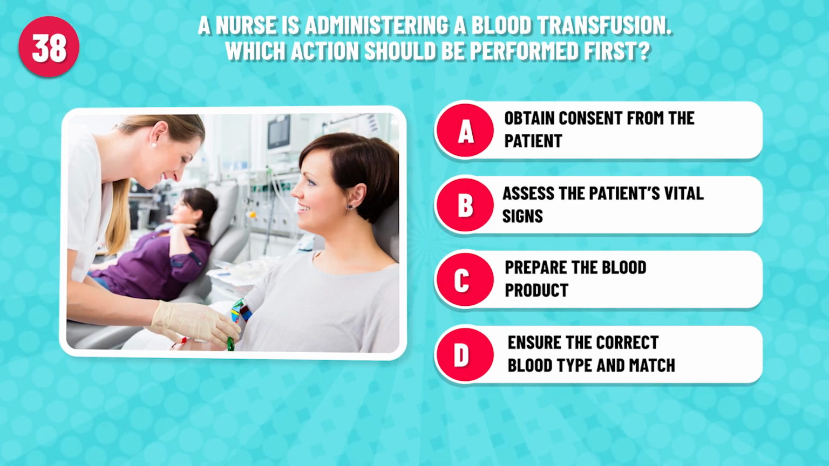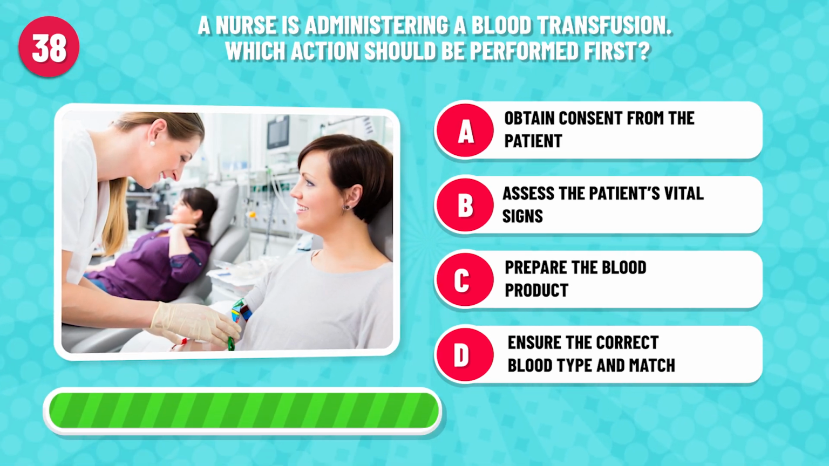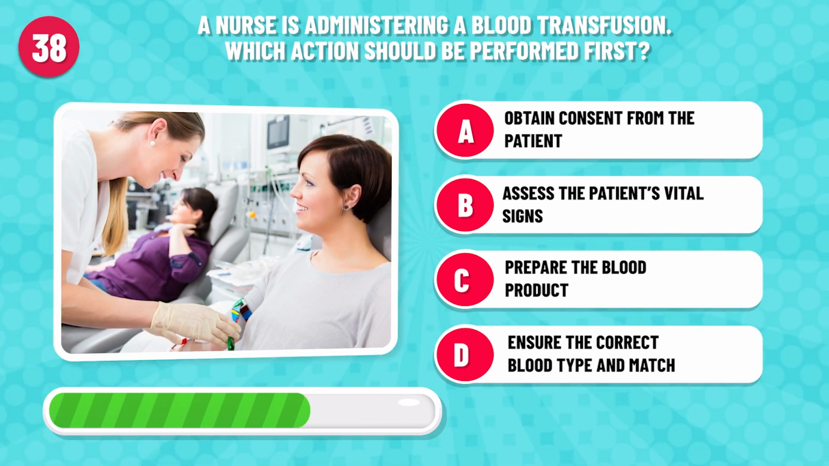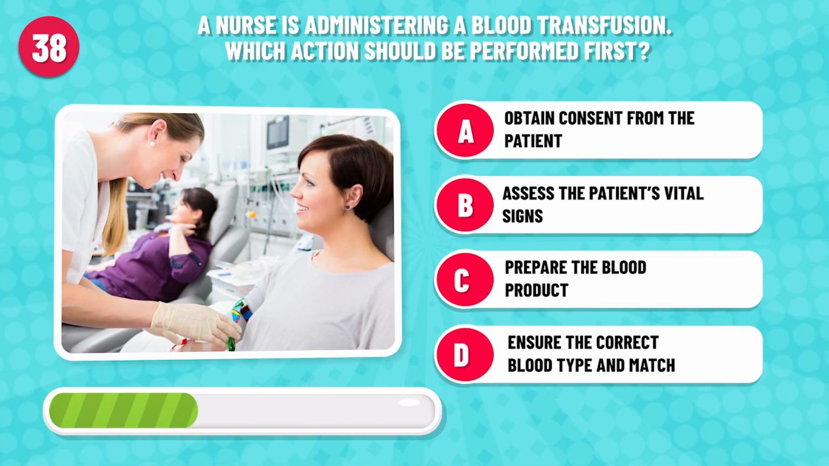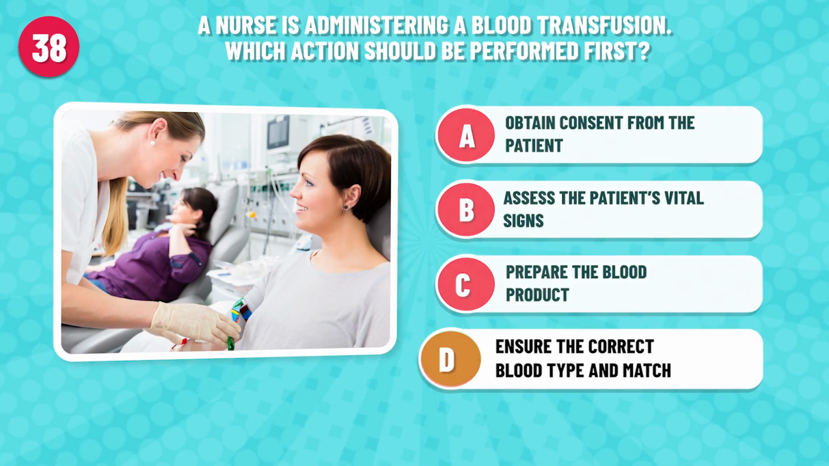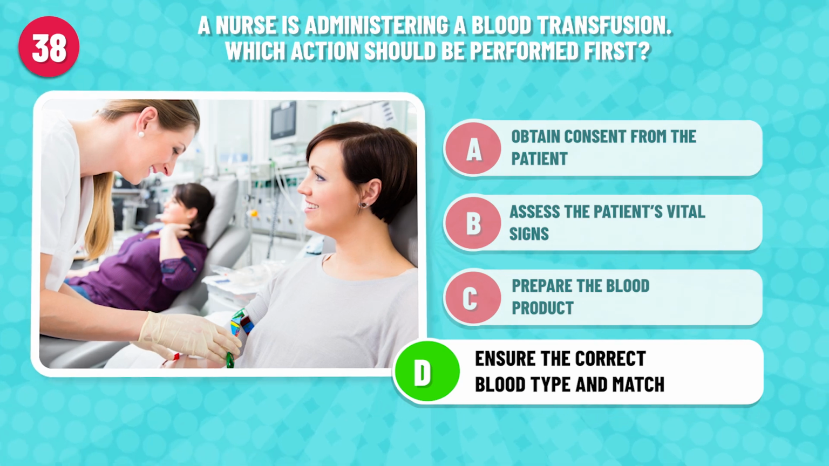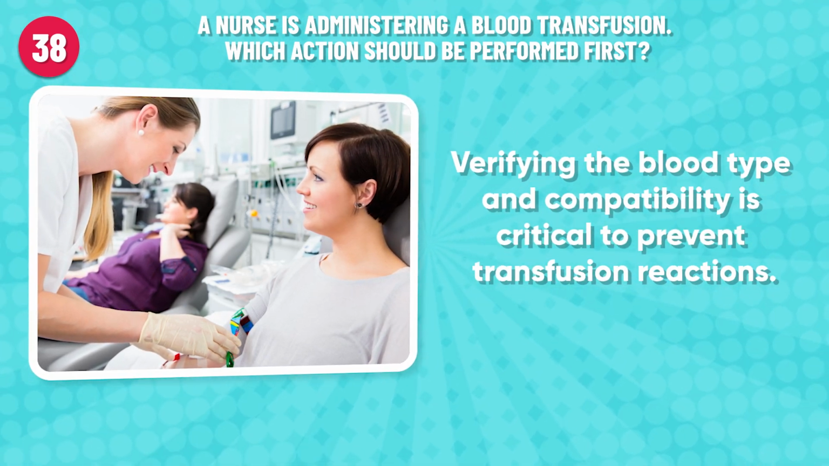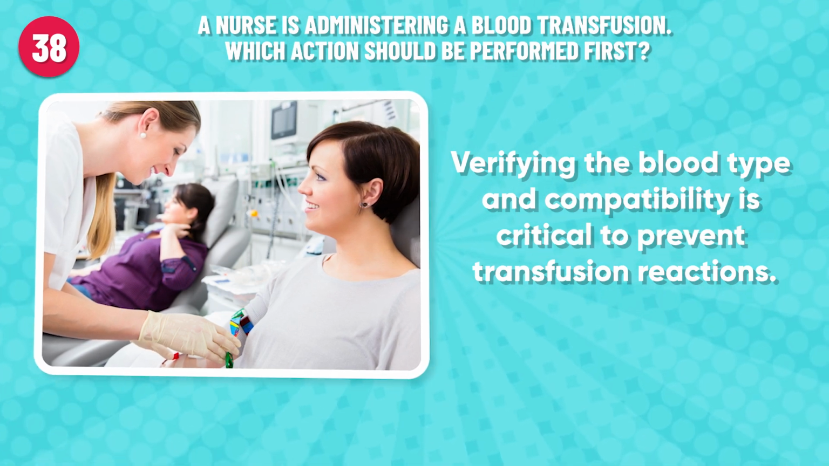A nurse is administering a blood transfusion. Which action should be performed first? It's D. Ensure the correct blood type and match. Verifying the blood type and compatibility is critical to prevent transfusion reactions.